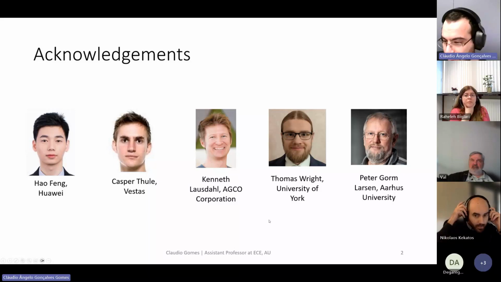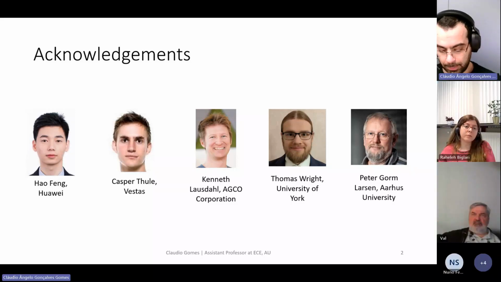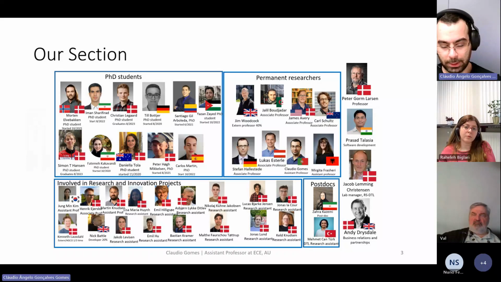First, some acknowledgements: the system I'm going to show you, the digital twin we have built, is thanks to the efforts of these main stakeholders. And then we work at the Electrical and Computer Engineering Department of Aarhus University. This is just our small part of the department that's focusing on software systems. And so we have a fairly large and international team.